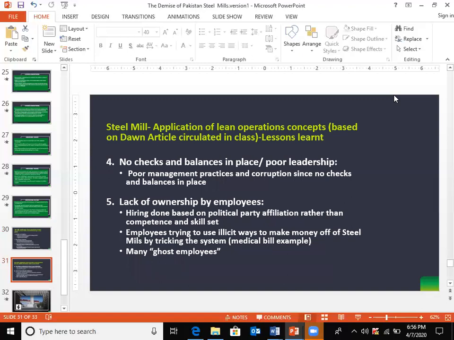Finally, the last reason for the demise of the steel mill was the lack of ownership by employees. A lot of the hiring that was done at the steel mill was done according to political party affiliation rather than on employees' competence and skill set. And employees were trying to use illicit ways to make money off of the steel mill by tricking the system. The medical bill example was one, and also there were many ghost employees.